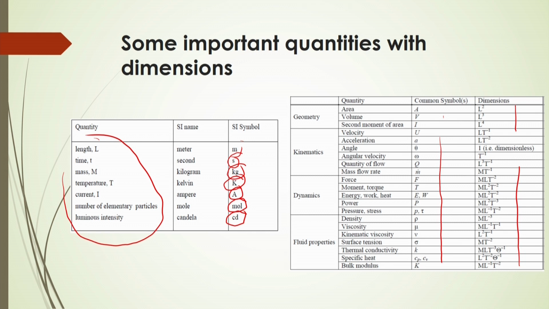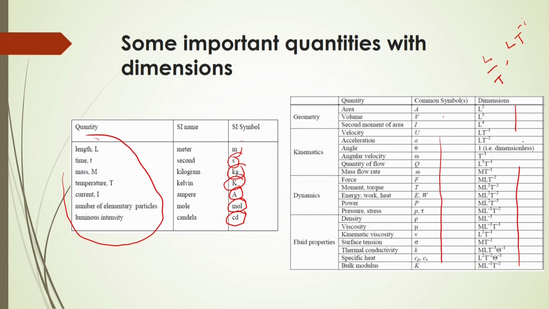What should be the dimensions for velocity? Velocity is nothing but meter per second. Meter is represented by L and second is represented by t, so here it is L by t. Sometimes it will be represented as L t to the power minus 1. In this way dimensions are represented.